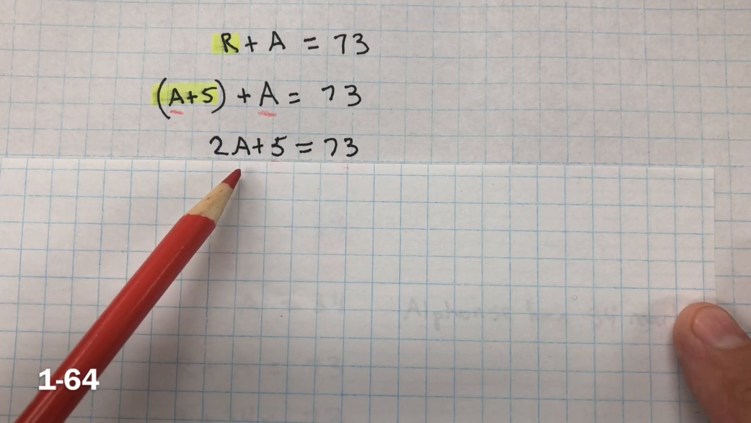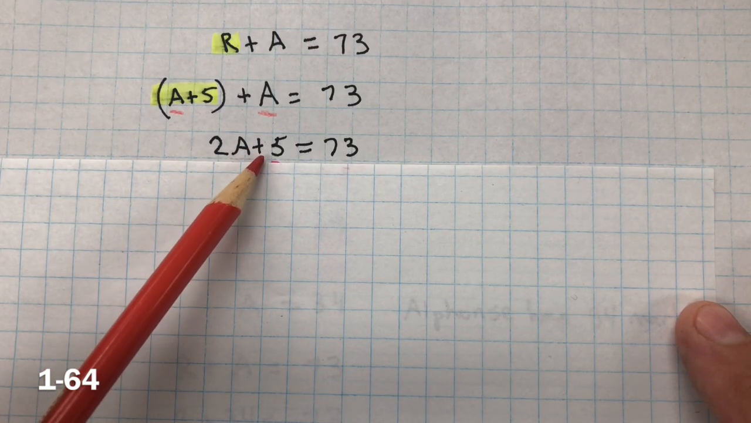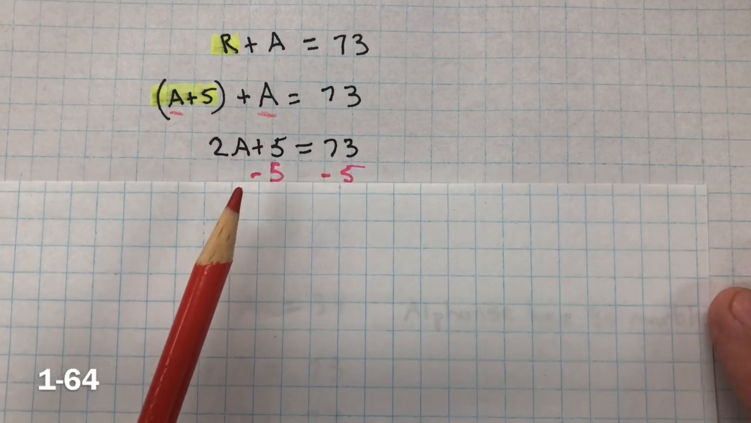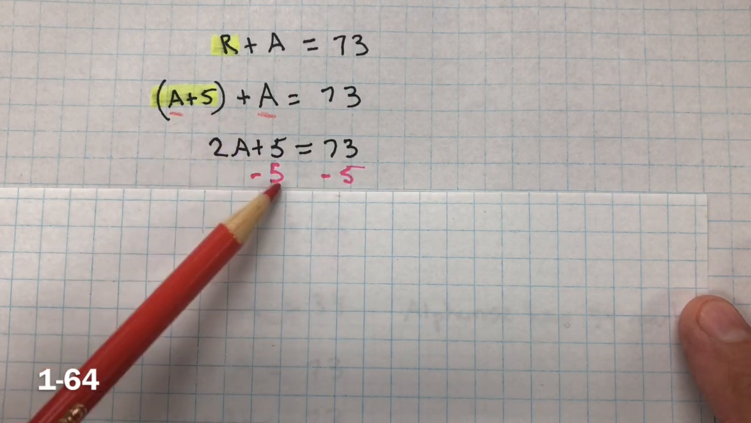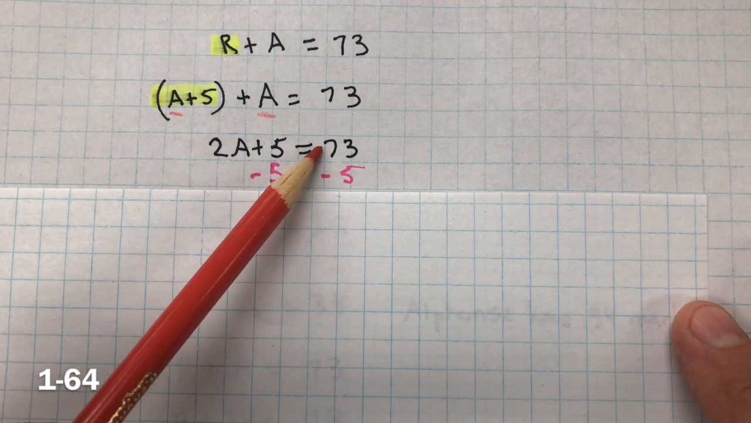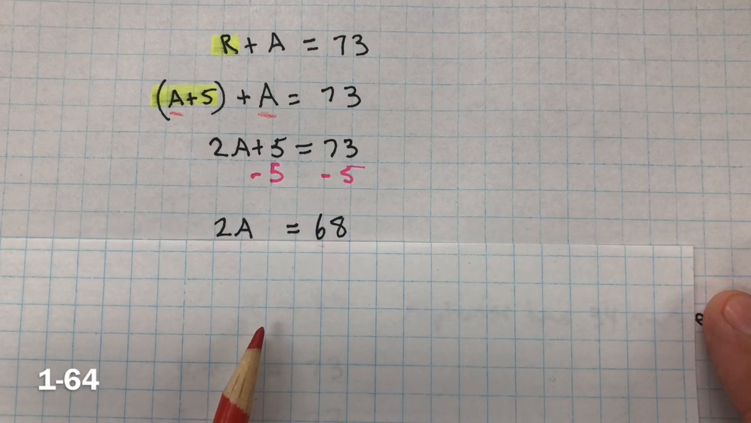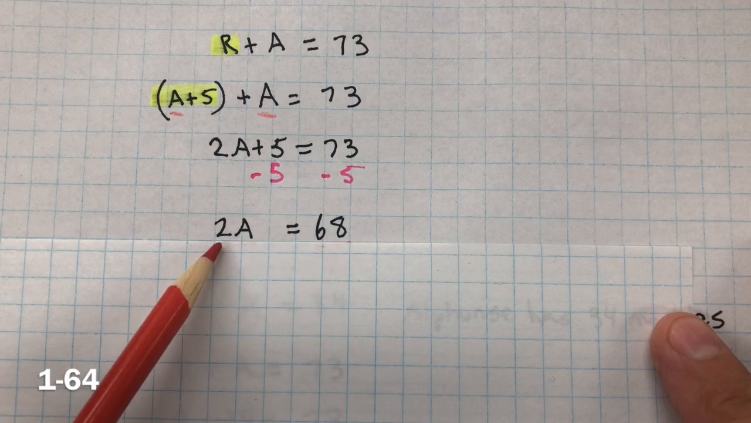Now we're going to do inverse operations to isolate the variable, get A by itself. First we're going to use the inverse property of addition, which is subtraction. So we're going to subtract 5 from both sides. This creates a 0 pair. +5 and -5 equals 0. What you do to one side, you do to the other. 73 minus 5 equals 68. Now we have 2A equals 68.